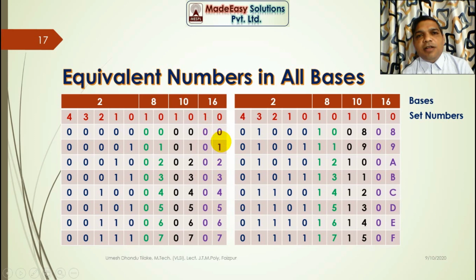That means this table shows you the equivalent numbers in all bases. That means a number written in binary is equal to what in octal, what in decimal and what in hexadecimal. So see here, the number 00000 in binary is equal to 00 in octal, is equal to 00 in decimal, is equal to 00 in hexadecimal. Before that I will show you whether the numbers I have written in all bases are correct or not.